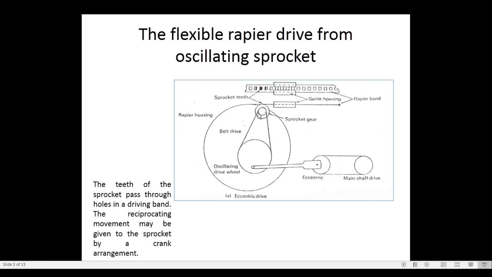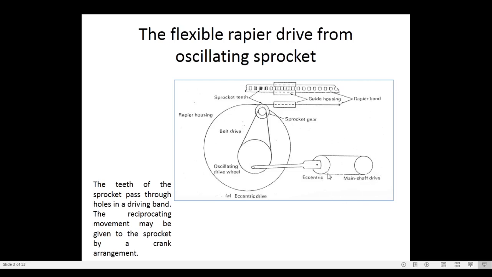Here the sprocket gear moves once clockwise. When it moves clockwise, the rapier tape goes up to the center of the machine. And when it moves anti-clockwise, the rapier comes into the housing. So this drive is present on both sides of the machine. This is the left hand side, and on the right hand side a duplicate of this drive will be present. This drive is fixed to the machine frame, and it is not moving with the sley.